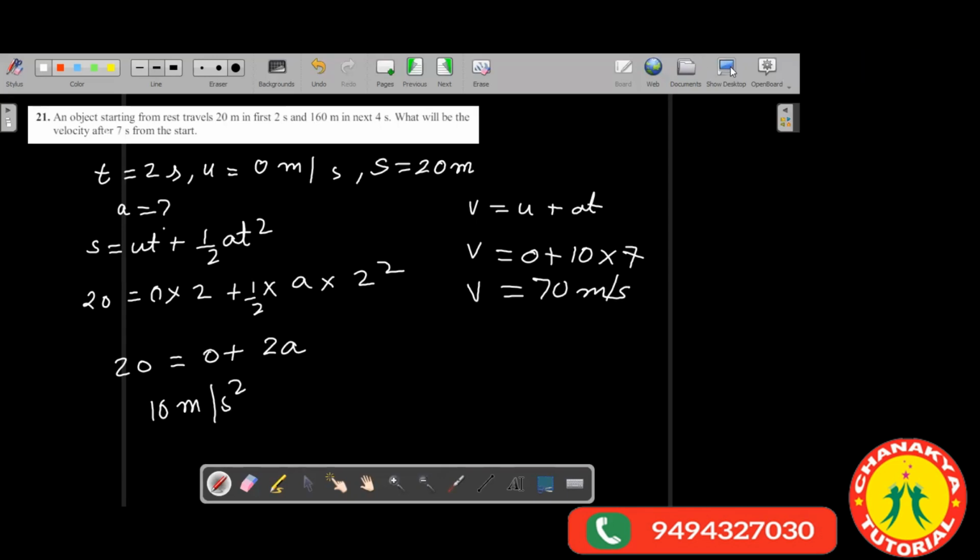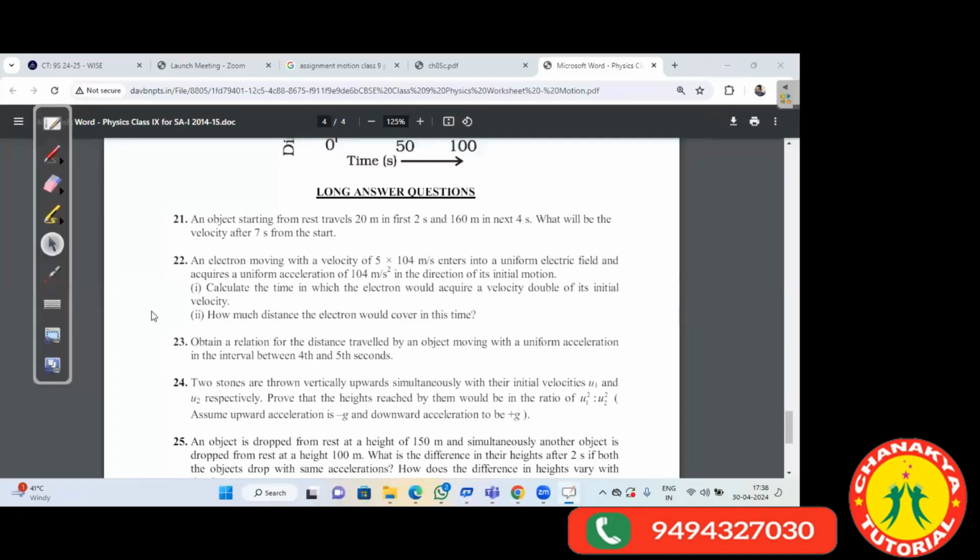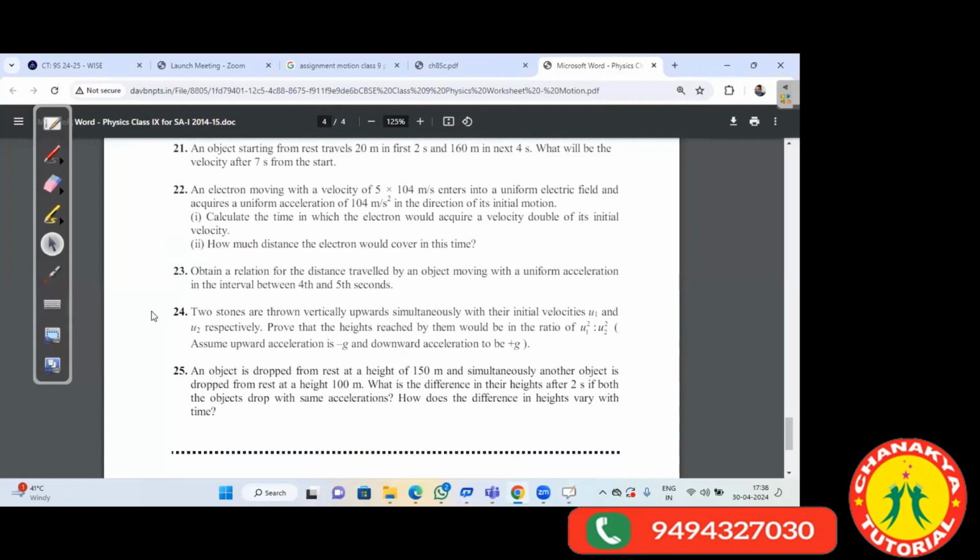So let's see some more questions, and then this is the last class. If you are having any doubt in any question, you can ask. Even if you have your own questions, you can put them up. Okay, let's see question number 22.